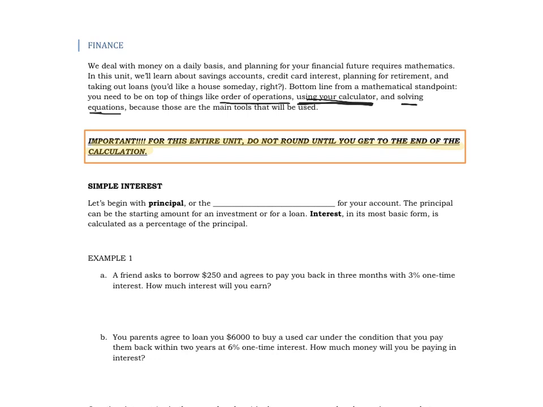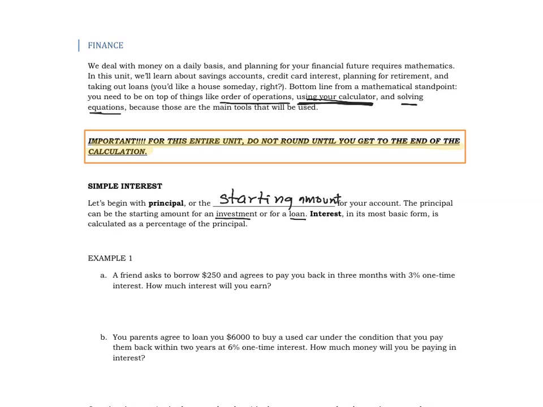Now, simple interest is the basis for many of our other formulas that we're going to use. So we need to start somewhere, right? So let's begin with principal, or the starting amount. So this is the starting amount for your account. The principal can be the starting amount for an investment or for a loan. It just depends on what end of that you are.